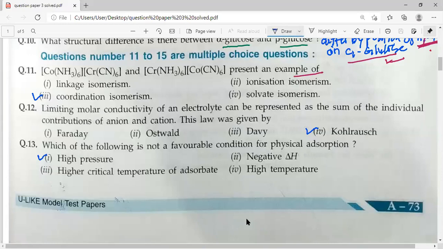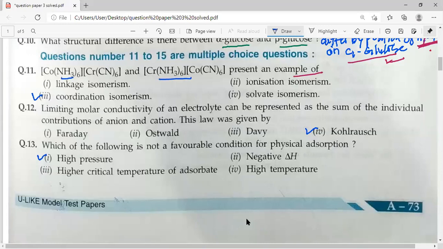Here you can see that in the 11th question we are asked to identify what kind of isomerism is possible or available in these two compounds. One is Co(NH3)6 Cr(CN)6 and another is Cr(NH3)6 Co(CN)6. And this is not the linkage isomerism, because linkage isomerism is generally seen in NO2 or SCN kind of ligands.